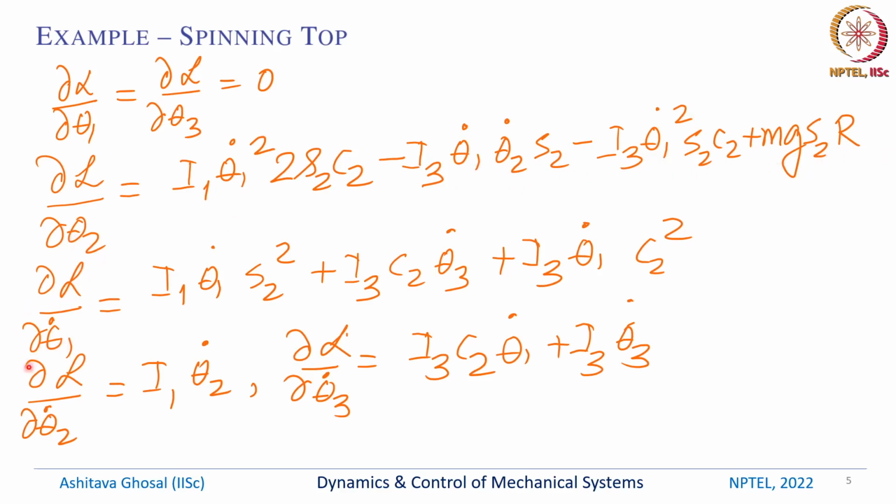The partial of the Lagrangian with respect to θ1dot is I1 θ1dot S2² plus I3 C2 θ3dot plus I3 θ1dot C2². And the partial with respect to θ2dot is just I1 θ2dot. Partial with respect to θ3dot is I3 C2 θ1dot plus I3 θ3dot.